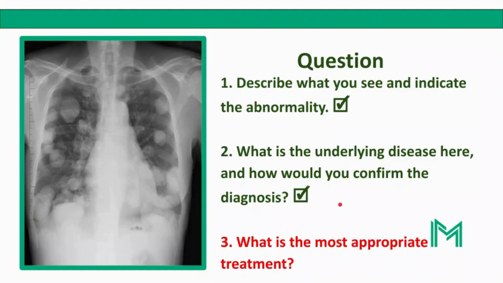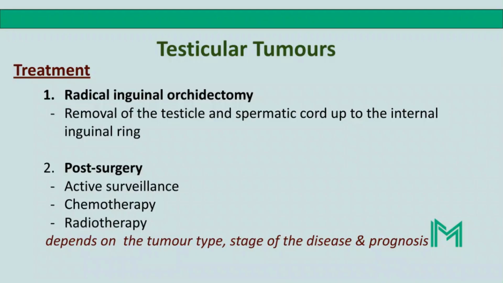Now, what is the most appropriate treatment for a testicular cancer? We saw in the previous question that you needed to do what we call a radical inguinal orchidectomy. This is just a surgical procedure where you need to remove the affected testicle, and not just the testicle, but you need to remove the testicle and the spermatic cord up to the internal inguinal ring. Okay, so that's why it is called a radical inguinal orchidectomy. You're not just doing an orchidectomy, you're also removing the spermatic cord up to the internal inguinal ring. So this is a very radical procedure.